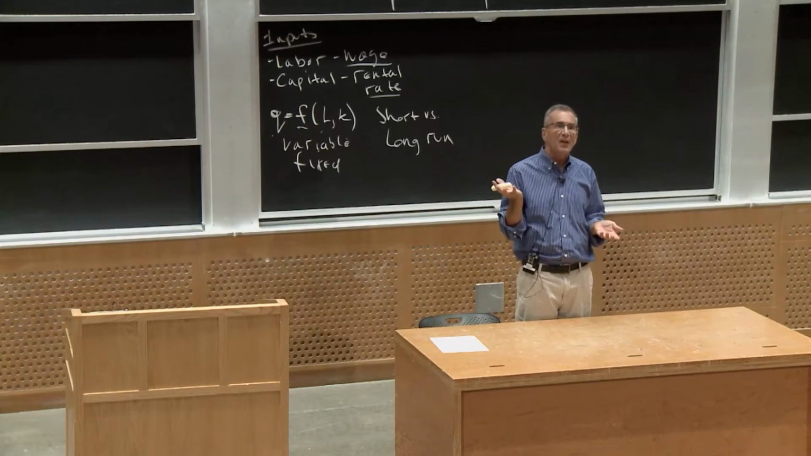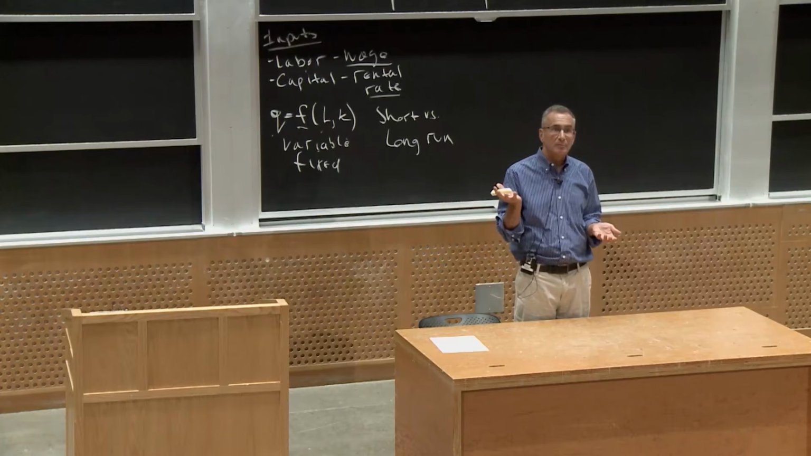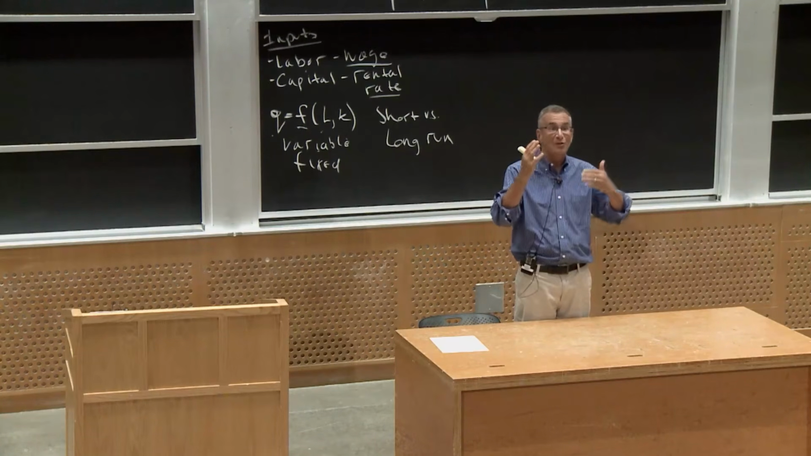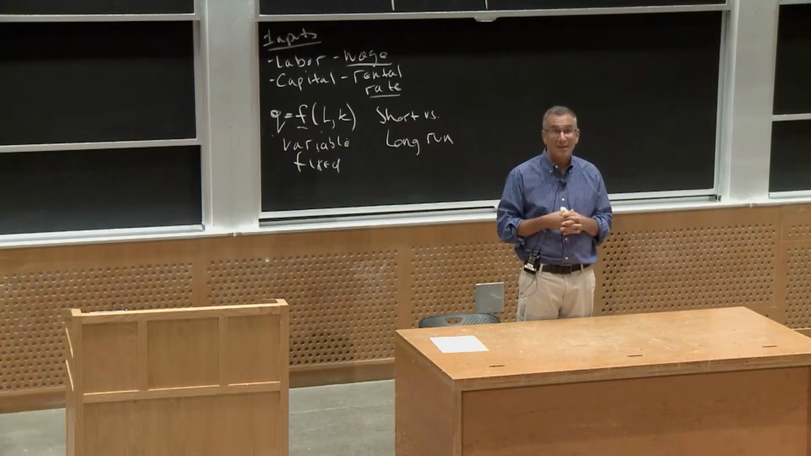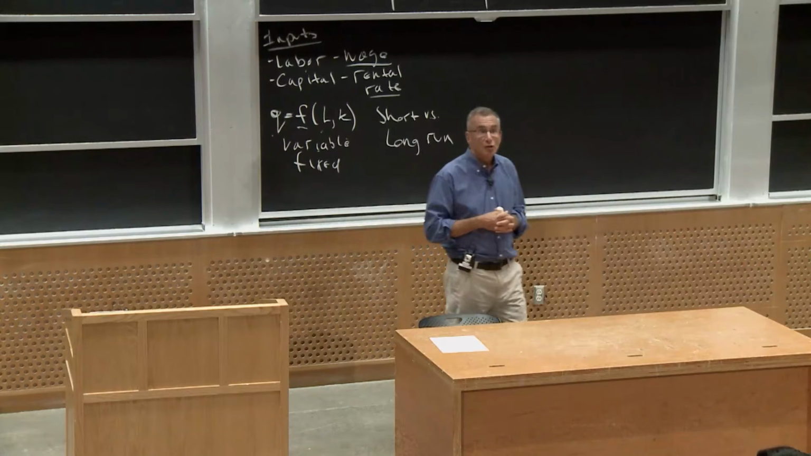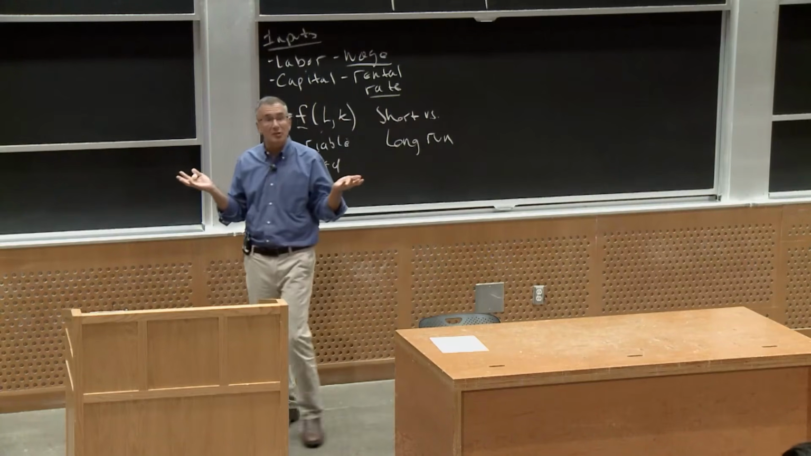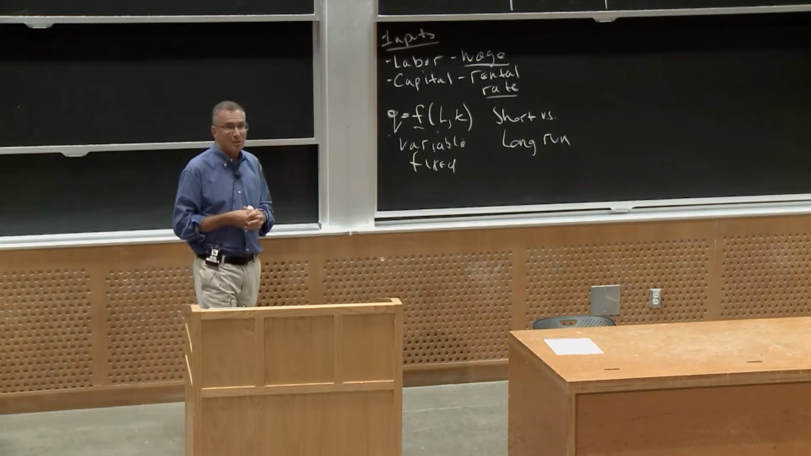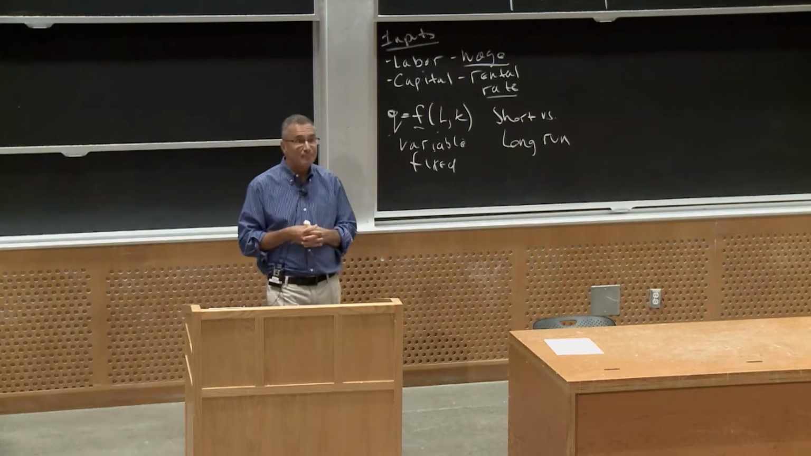But what if a machine is 5 times as good as a worker? Then it would be L plus 5K. What if the effective machines and workers varies based on how many machines and workers you have? Then it's a richer function. So just like utility isn't just cookies plus slices, it's some function of cookies and slices, production is some function of labor and capital. All right?